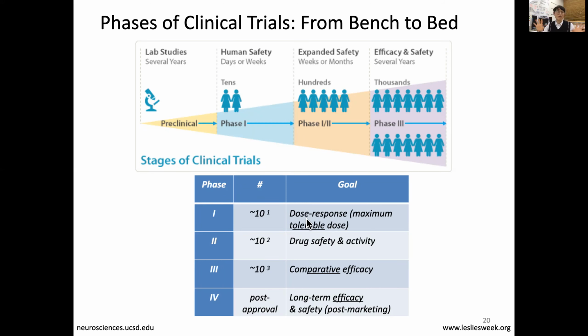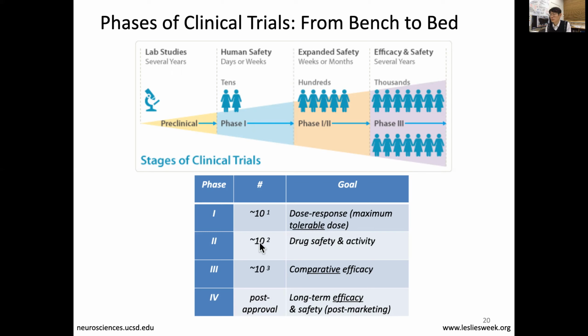We don't care about whether the drug is effective for the disease. We just take normal volunteers and increase the dose to see when the drug can be tolerated, so the maximum dose can be determined.